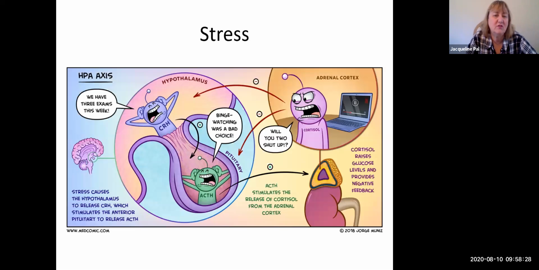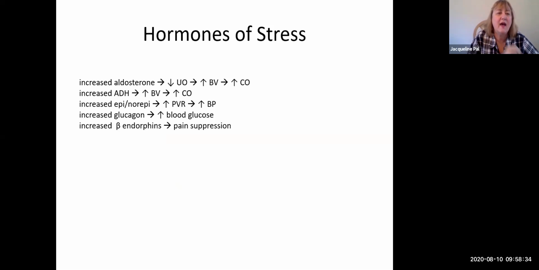This is just a cute cartoon. I suggest you stop the page and look at it because it's pretty simplistic. And now let me show you what happens to all these hormones in your body that we have learned about at times of stress. Aldosterone levels are going to go up. So as you know, that'll decrease your urine output, which increases your blood volume, which means your heart has to work harder.